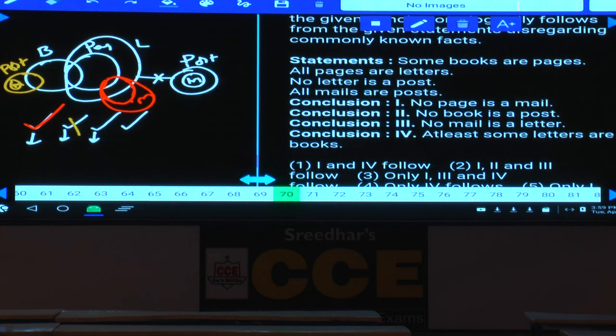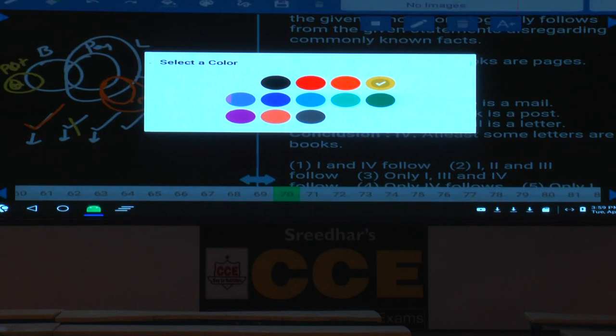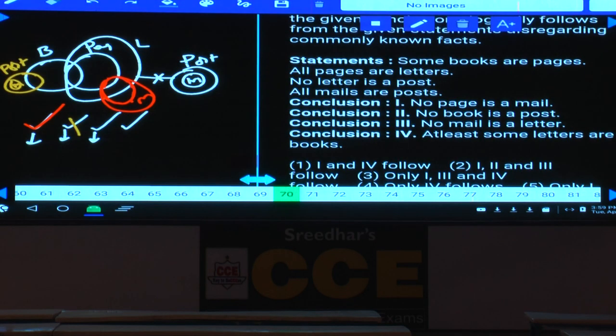Then coming to the third one, no mail is a letter. As no mail is a letter is true, to make this one false, we need to prove some mails are letters. Some mails are letters means mail and letter should be intersected like this. If you write mail like this, all mails are post, so post will also come along with this one. If post comes along with this one, no letter is a post, the statement will be invalid. Alternate diagram false, isn't it? Hence, the previous conclusion will be true forever.